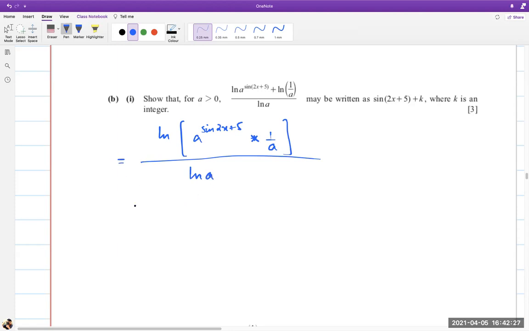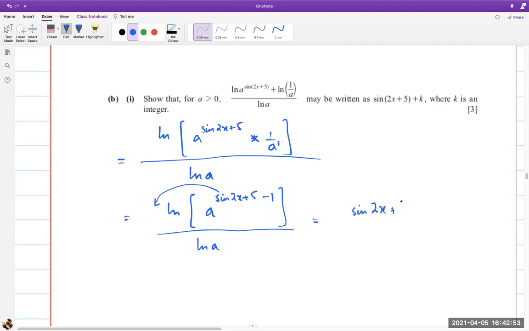Okay, so now this thing becomes ln a power sine 2x plus 5 minus 1. Why? Because this is a power 1, they're multiplying, so the powers will add, and because a power minus 1 is there, it adds and becomes minus 1. And now I'm going to use the power law, which tells me I can bring this here. So that tells me that is sine 2x plus 4, okay, ln a over ln a, which cancels out.